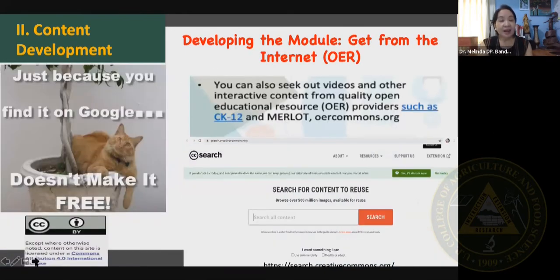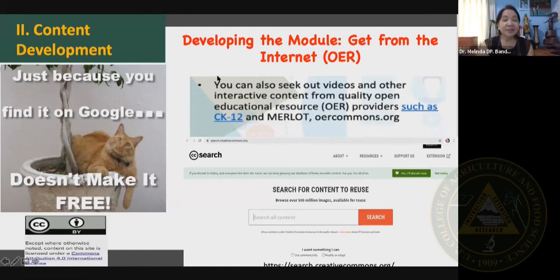Okay? So again, when we think of content, of what we can put in the module that we are developing, we can also consider getting resources from the internet. And what we can get there are not just video materials, but also books, etc. Even assessments, we can get from there. Just a reminder, I put here OER, or Open Educational Resources, which means you can use them for free without fear of copyright infringement.